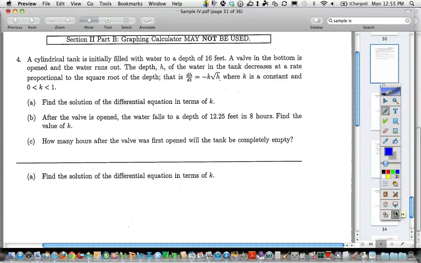Look at part A, and this is what I want you to spend a few minutes doing. Find the solution of this differential equation. Well, you look at this, there's h. h is like your y, equals negative k times square root of h. That's not one we can do a simple antiderivative, but it is a separation of variables. So go ahead and do part A, solve this differential equation.